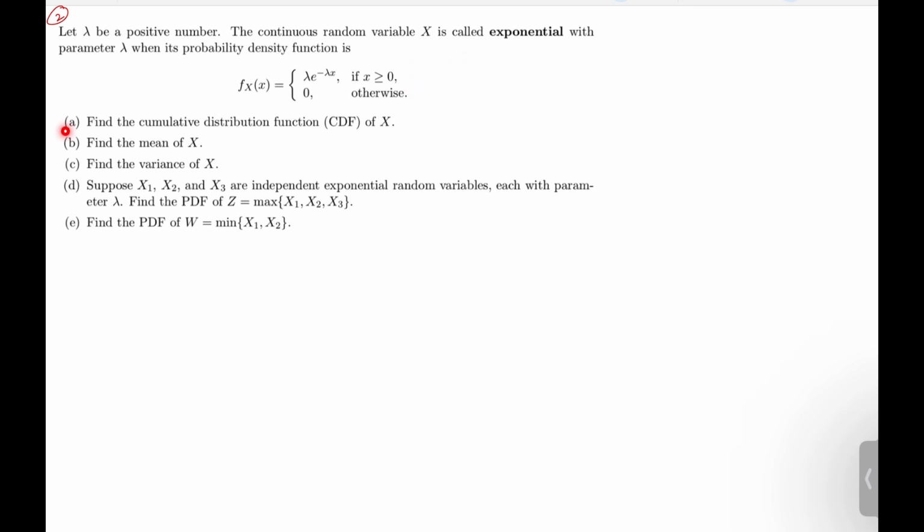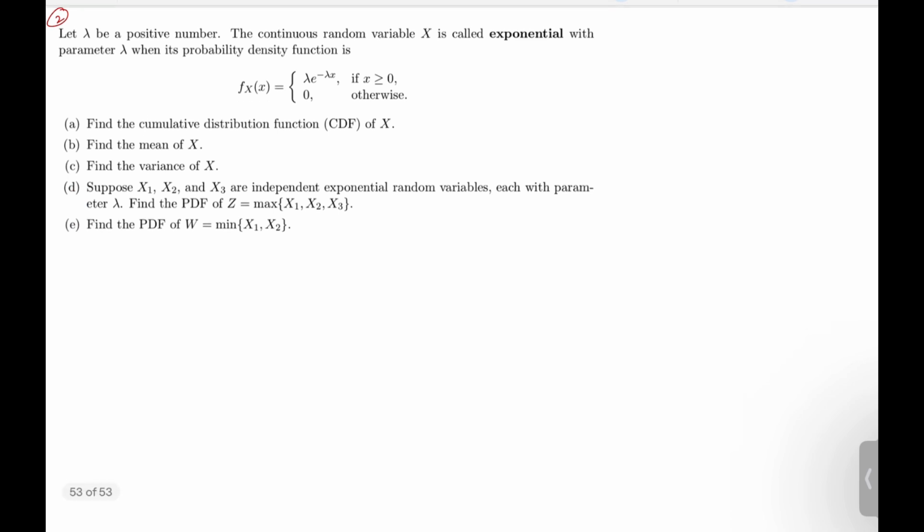We need to find in part A the CDF of this random variable x, and we have already seen what is the mean of exponential random variable and what is the variance of this exponential random variable. And in part D we have to find the PDF, and in part E again we have to find the probability density function. We will talk more detail when we reach here. So let's first of all start with this part A.